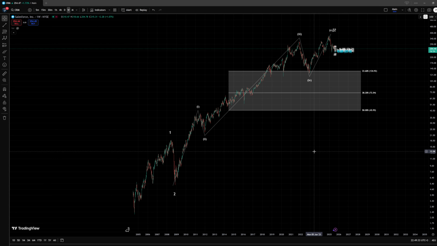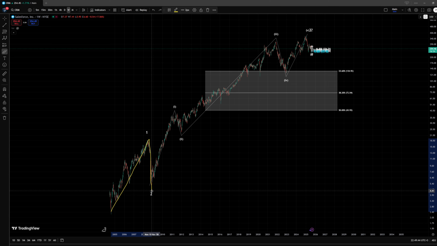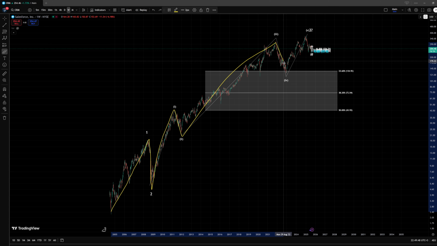In this video we are looking at CRM Salesforce, and on this chart we are tracking this movement to the upside in a count where we have a wave 1 up here, a wave 2 down, and then in the large third wave we have a wave 1 up, a wave 2 down, a third wave up, a fourth wave down, and then the fifth wave quite possibly complete here.